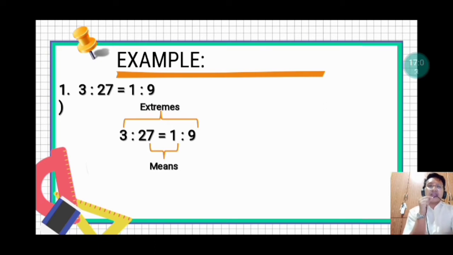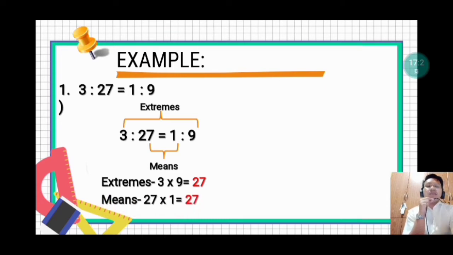So after that, we need to simplify this. We need to combine those terms, okay? So 3 times 9, we need to write it down. 3 times 9 and simplify it. 3 times 9 is equal to 27. And for the means, 27 times 1, we need to combine this term. 27 times 1 is equal to 27.